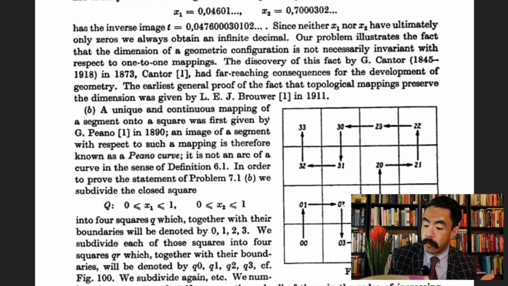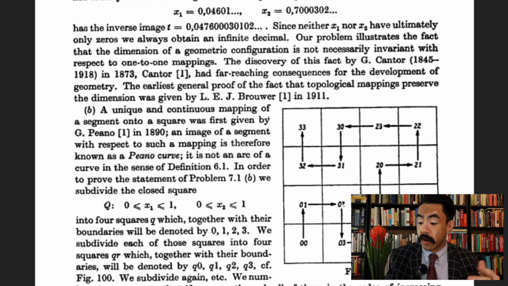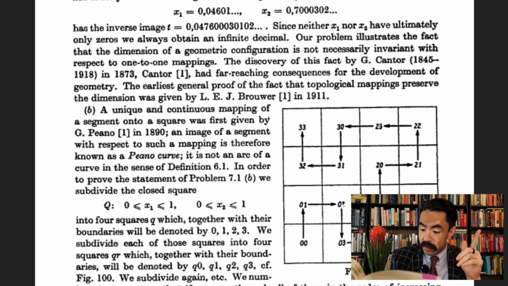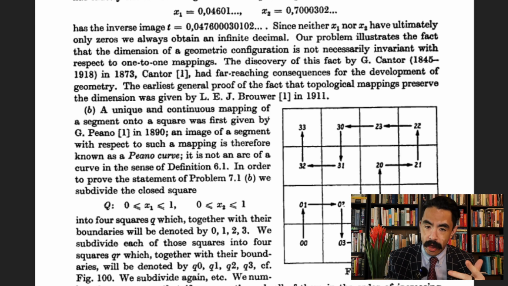After explaining that, the solution goes on to say, our problem illustrates the fact that the dimension of a geometric configuration is not necessarily invariant with respect to one-to-one mappings, which is what you wanted from the problem in the first place. The discovery of this fact by Georg Cantor in 1873 had far-reaching consequences for the development of geometry. And this is the part that Ivan Joro Medina said I skipped: the earliest general proof of the fact that topological mappings preserve the dimension was given by L.E.J. Brouwer in 1911.